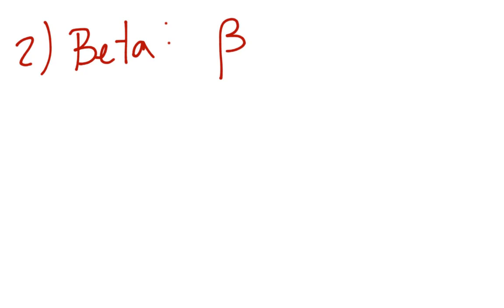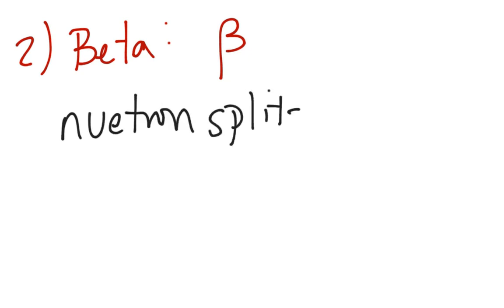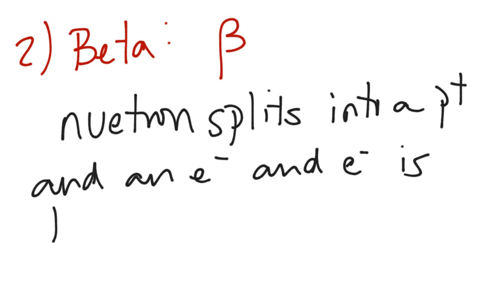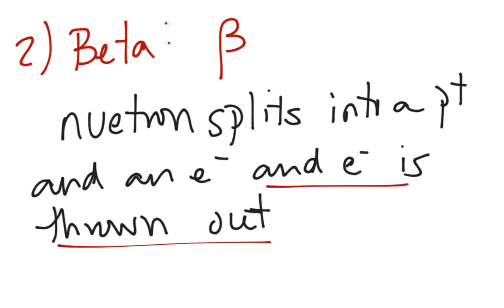The next form would be beta radiation, and that is written as a B with a tail. It is when a neutron splits into a proton and an electron, and the electron is thrown out. So with radiation, something is always thrown out, and whatever is thrown out, that's what hits you. That's what we call the radiation. So here it's the electron that's thrown out. So when we do an abbreviation, we're going to look at the electron.